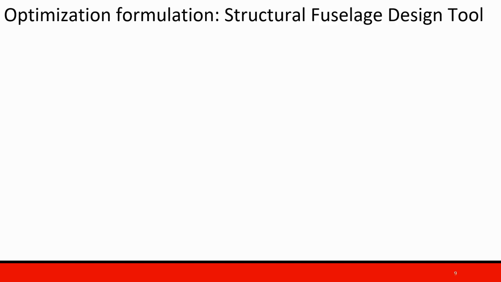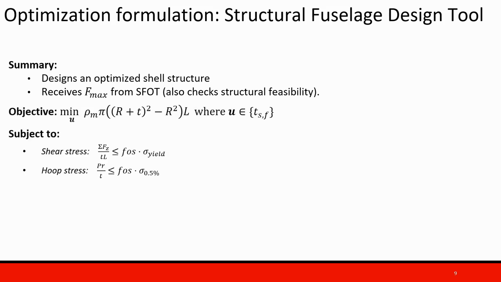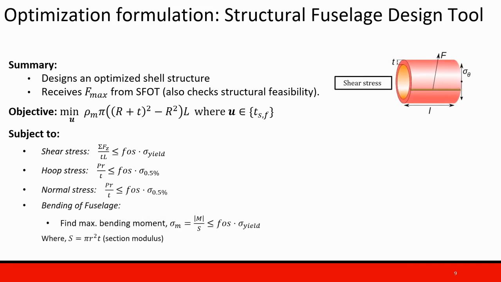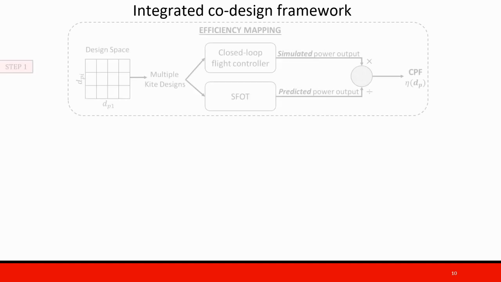The third optimization tool is the structural fuselage design tool. Here, the fuselage frame is assumed to be a thin cylindrical shell. The objective is to minimize the mass of the cylindrical shell after receiving the maximum loads from the steady flight optimization tool. The decision variable is the thickness of the shell, which is modeled as a percentage of the diameter of the fuselage. This is subject to shear stress and hoop stress constraints, as well as normal stress and bending constraints of the fuselage. The three optimization tools are then integrated to form the core design framework.